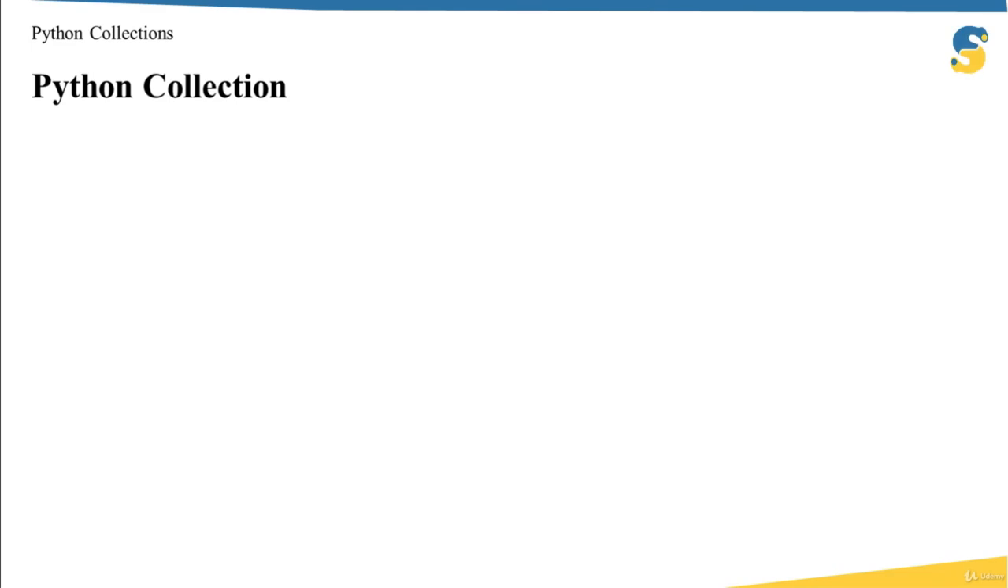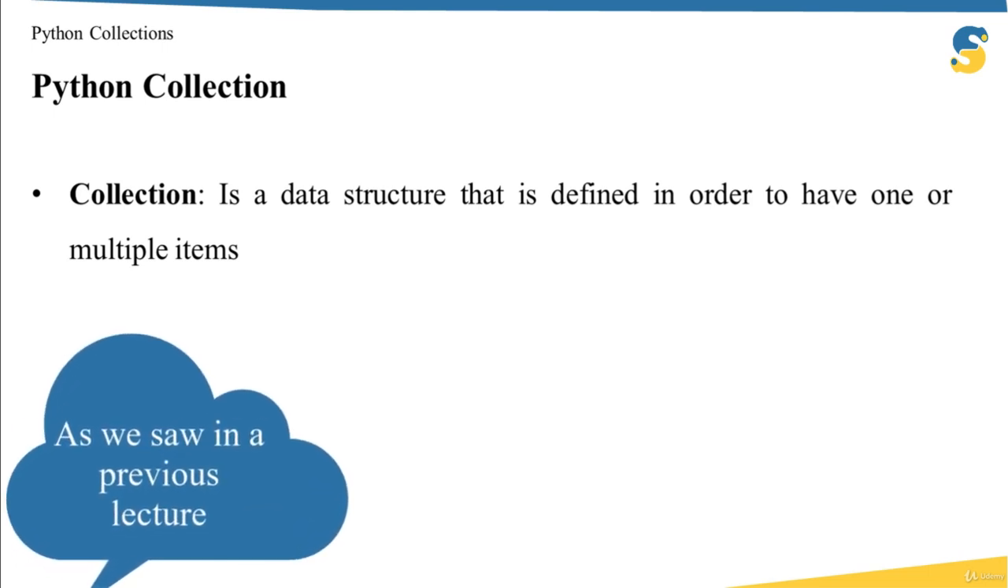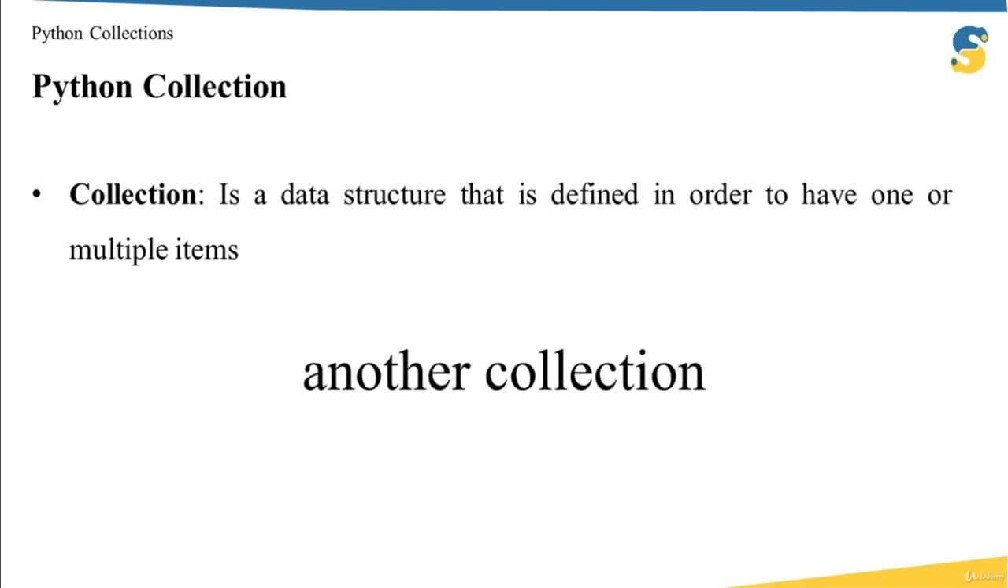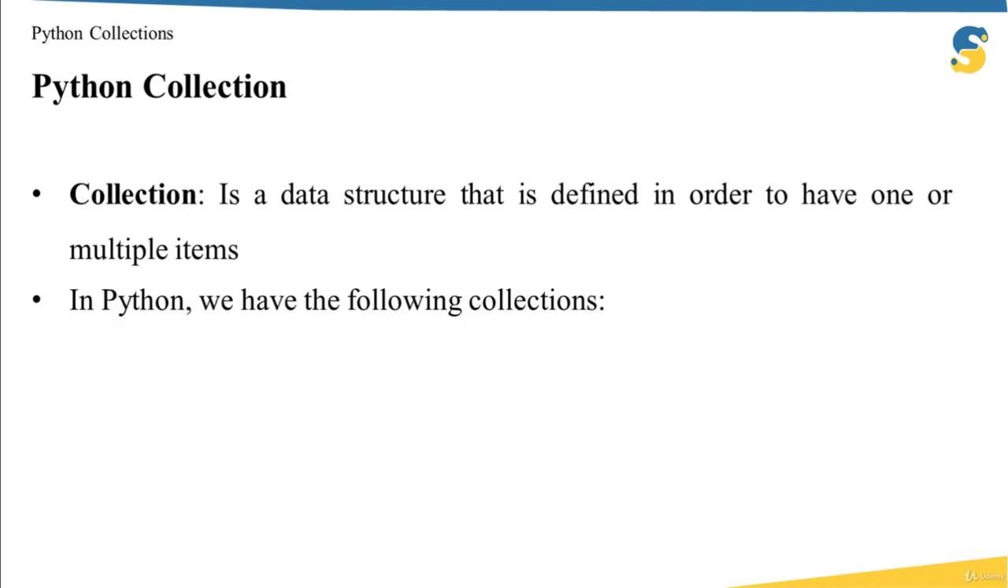What's a Python collection? A collection is a data structure that is defined in order to hold one or more items. So you have to know that a collection is different from numbers, in which we can store only one item. Also, keep in mind that an item inside a collection could be a number or another collection, and this depends on the collection itself. In Python, we have the following collections: string, list, tuple, dictionary, and set.